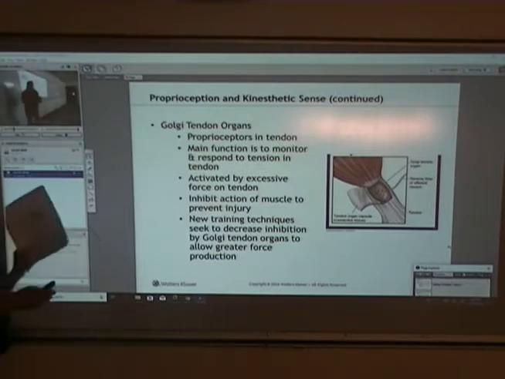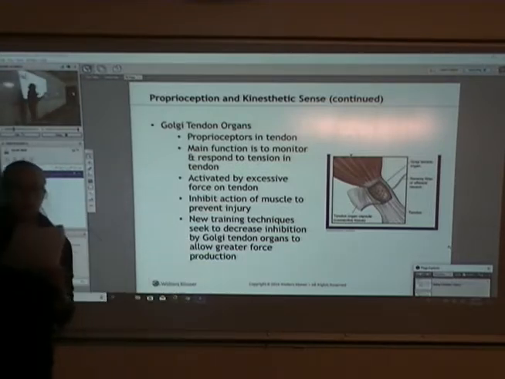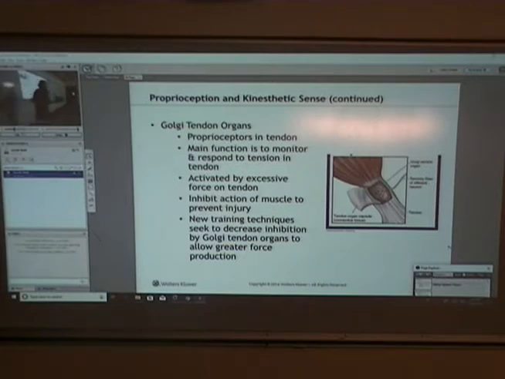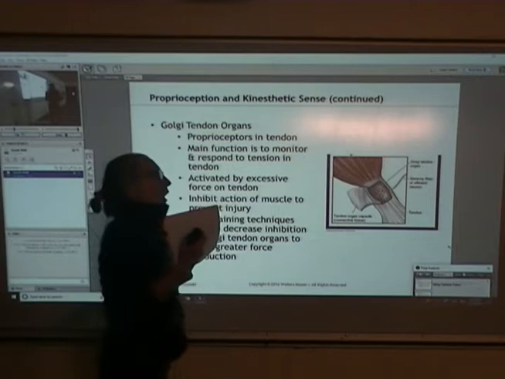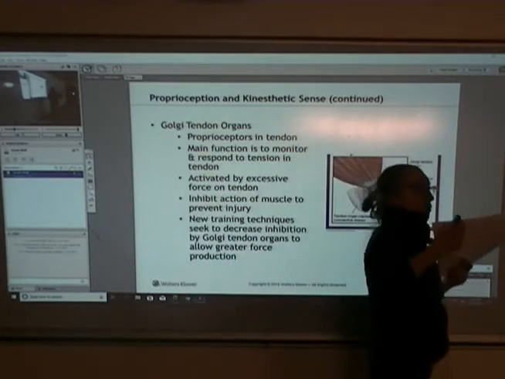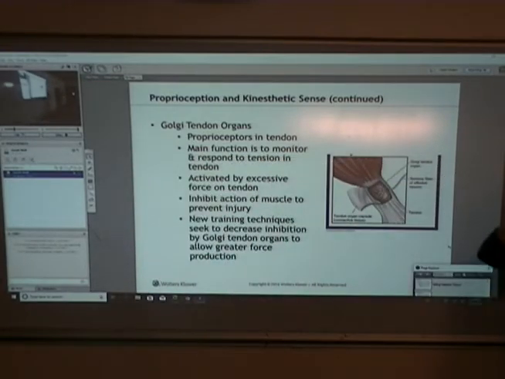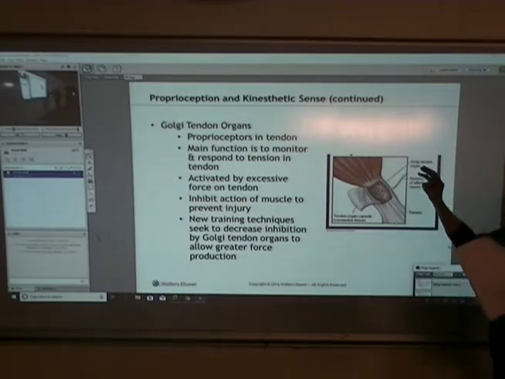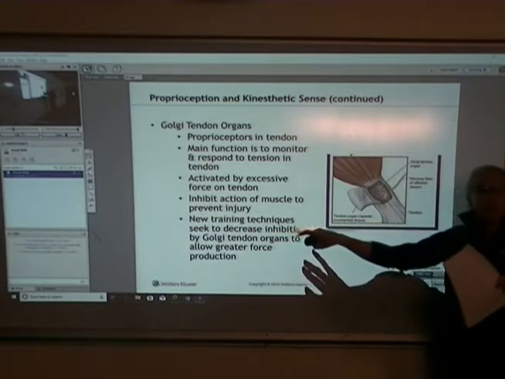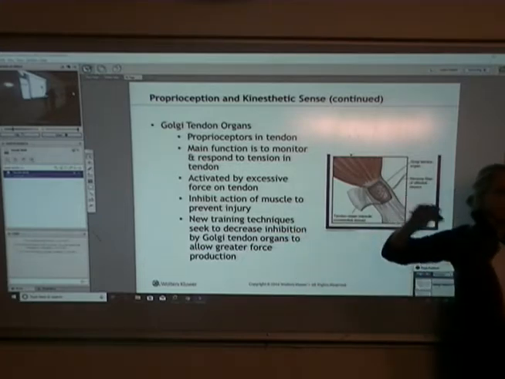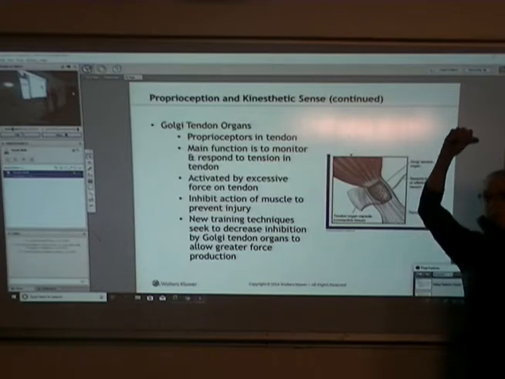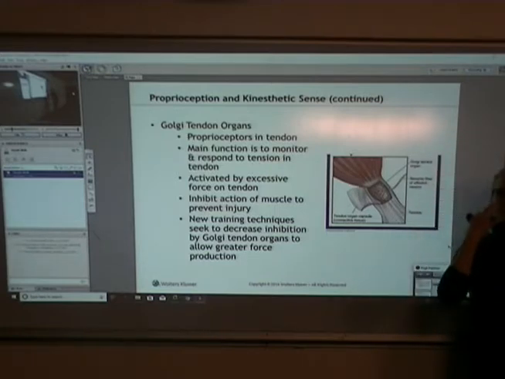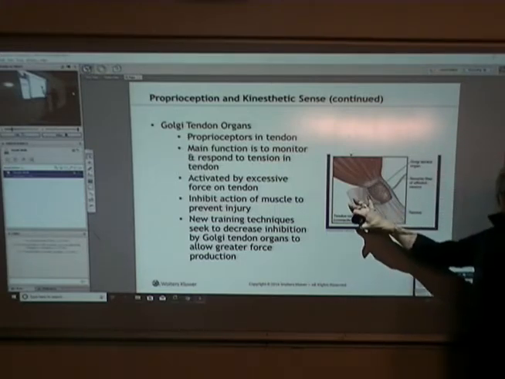So let's think about what this means then. If we're weight training, then I'm deliberately trying to generate a large force in the muscles in order to push the weight. Right? So if my GTOs are telling my muscles to relax halfway through my bench press and I drop the bar on my face, I'm not going to be too happy about that.